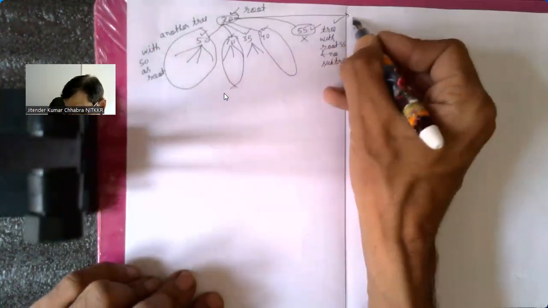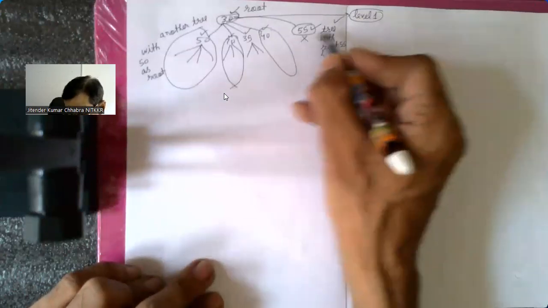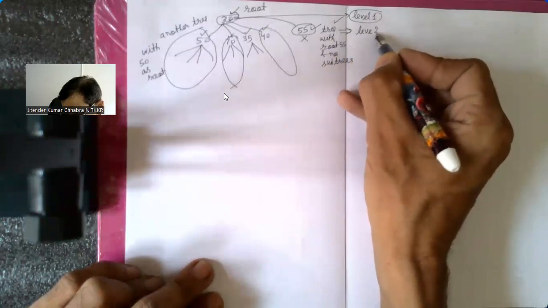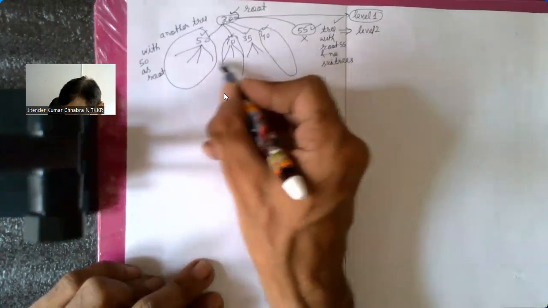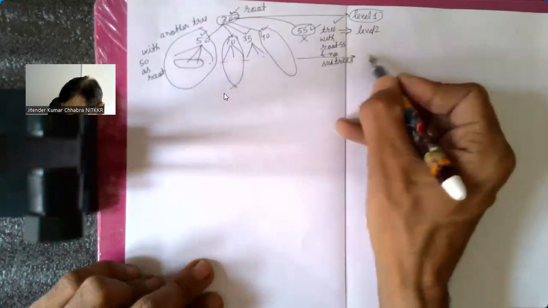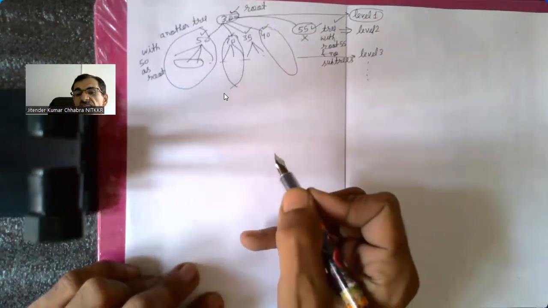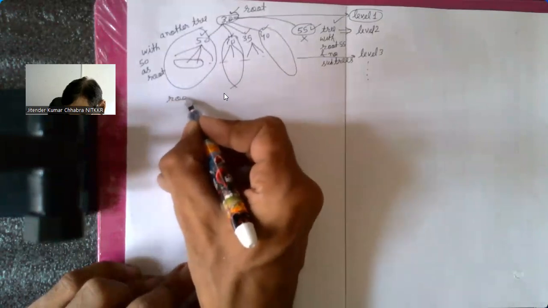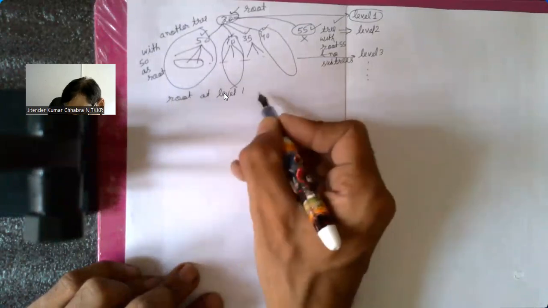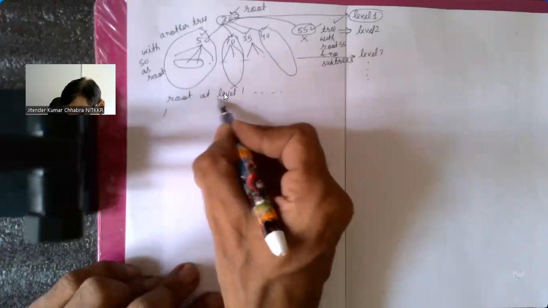So root we always say exists at level 1. Children of level 1, that is children of root, are always said to be at level 2. Similarly, the next level nodes of any one will be said to be level 3, and the level grows like this. So root is always at level 1, and accordingly, your children will be at higher levels. So a level is defined like this.